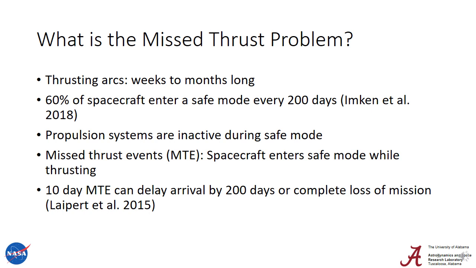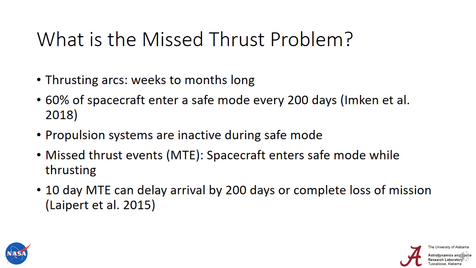Electric propulsion is an enabling concept for many new deep space missions. Unfortunately, their limited thrusting capability means instead of thrusting for minutes at a time, their thrusting arcs are now measured in weeks and months at a time.